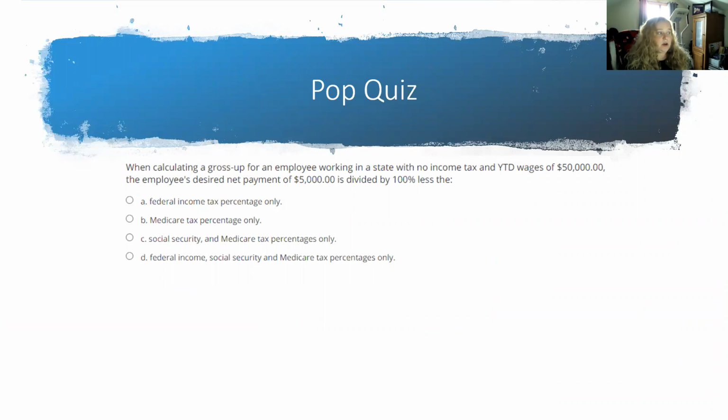Okay, so pop quiz: when calculating a gross up for an employee working in a state with no income tax and year-to-date wages of $50,000, the employee's desired net payment of $5,000 is divided by 100 less the, so here we're trying to figure out which taxes we're going to subtract from 100 when doing our formula for gross up. So would it be A, only federal income tax, B, Medicare only, C, Social Security and Medicare only, or D, federal, Social Security and Medicare?